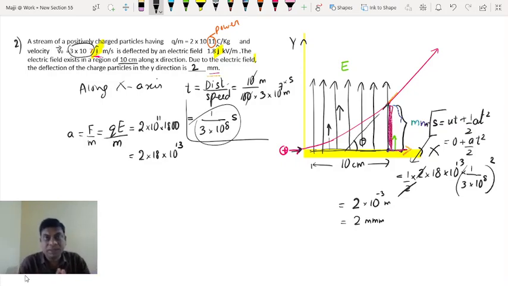Are you getting the point? So I hope you enjoyed this solution.